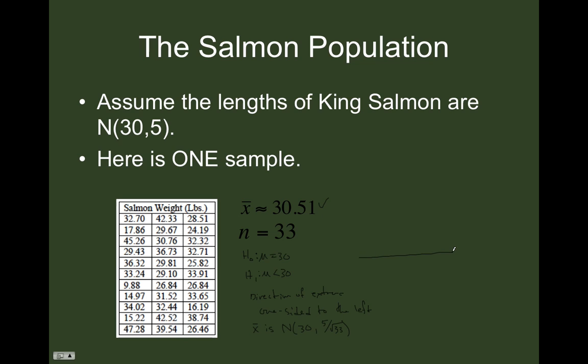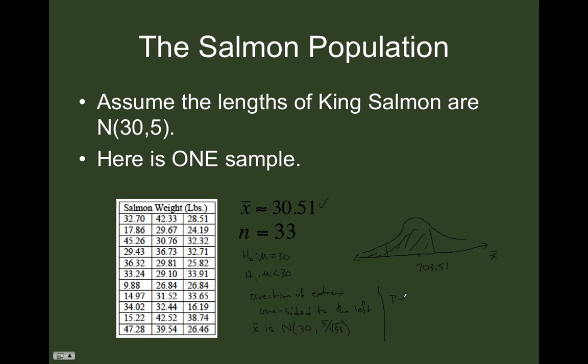So now I'm in a position with the central limit theorem to actually calculate the p-value. This is just a really rough sketch, but this is x bar centered at 30, that's what the central limit theorem says. And so what I need to do now is find the area to the left of 30.51, which is over here. And I can already see that the p-value is going to be greater than 50%. So this particular data set is not going to give us any evidence that we should reject the null. But let's go ahead and do the calculation.